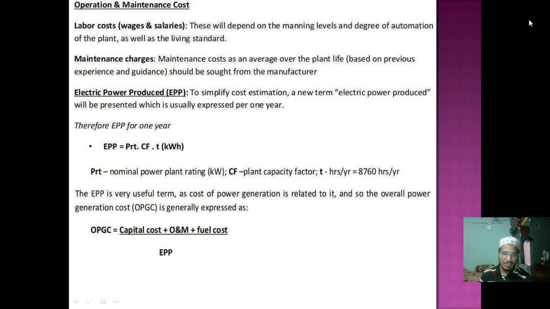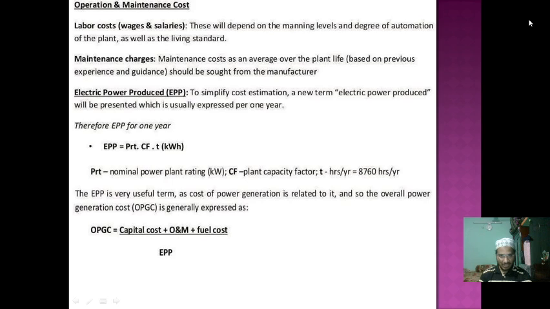Operating and maintenance cost is the last one. We have to pay labor cost as wages or salary. Sometimes some labors are there on a daily wage basis, and some employees are there, and to those employees we should give the salary on a monthly basis.